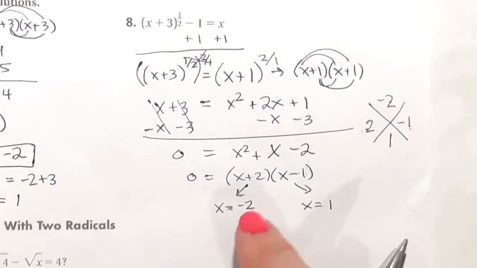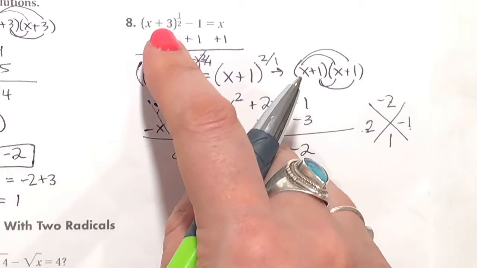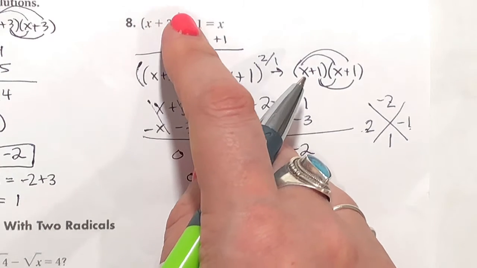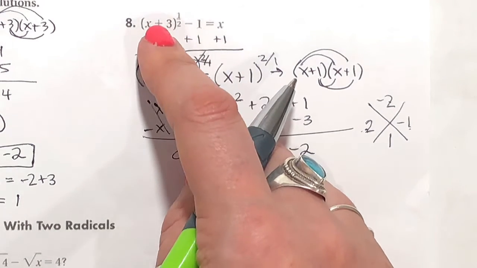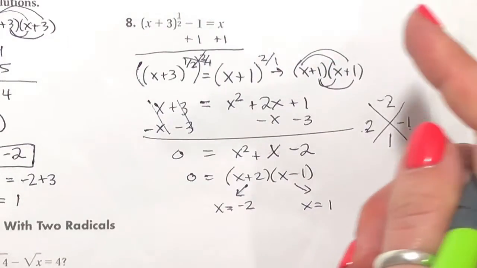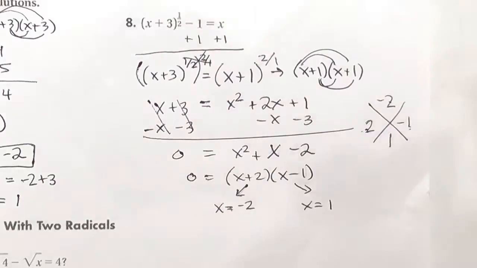So if we plug these in, I'm just going to do a quick check because I don't have much space here. If I plug negative 2 in, I get negative 2 plus 3 is 1. The square root of 1 is just 1, and 1 minus 1 is 0. And so if I plug in negative 2 here, 0 does not equal negative 2. So this one doesn't work.